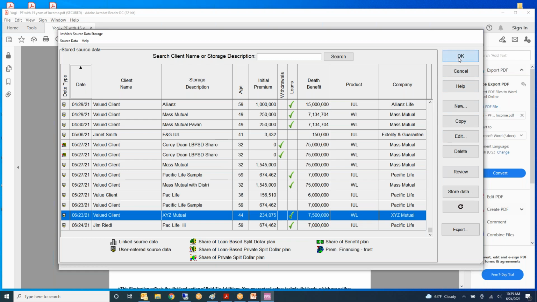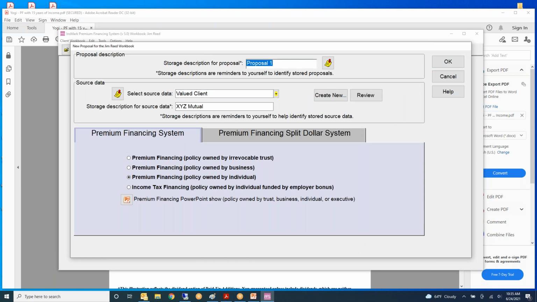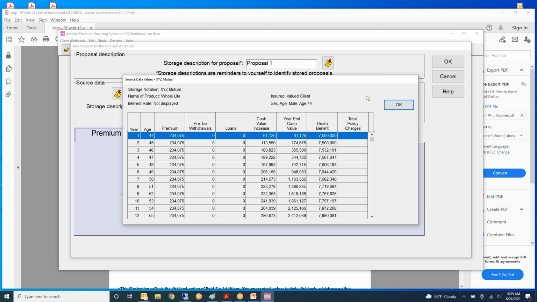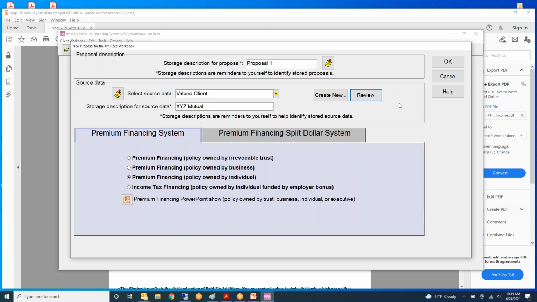source data. And you see here, now it's changed from that Jim Rydell Pac Life policy to this one. And again, over here, you can also double check and click on the review button to bring up all of the data. Okay, so this is the right policy for Jim Reed. And we're going to now do the premium financing input as a retirement planning case with the policy owned by Jim. Okay, so pick the right module. It's located under premium financing, this one, third option. So click on OK to move to the next step.